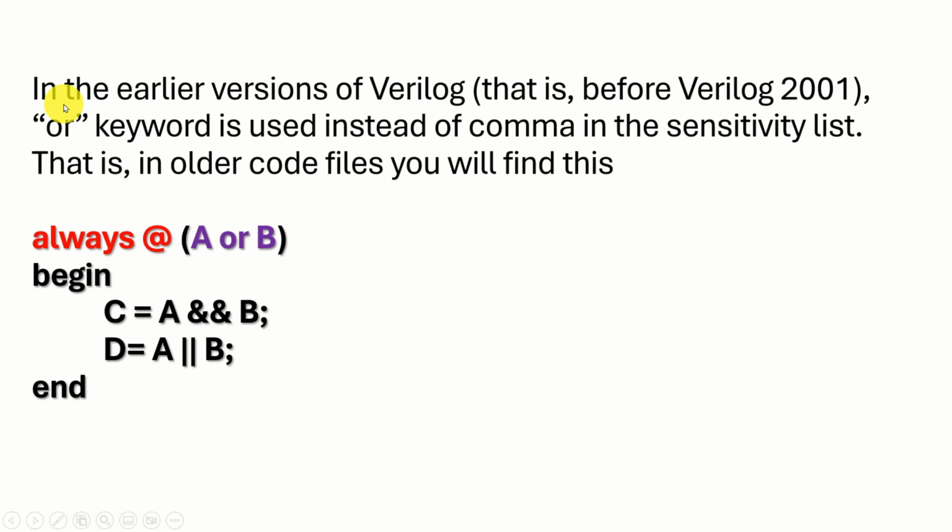In the earlier versions of Verilog, that is before Verilog 2001, OR keyword is used instead of comma in the sensitivity list. In older code files, you will find statements that look like this. You will see always, then at, then over here, instead of comma, you will see or. That is, you will see A or B.